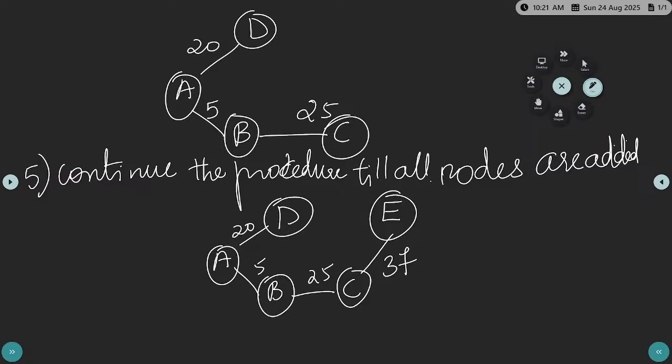Is that clear? Now find its minimum cost. Total cost is 20 plus 5 plus 25 plus 37. How much? The answer is 87. So this is the least cost, I think.